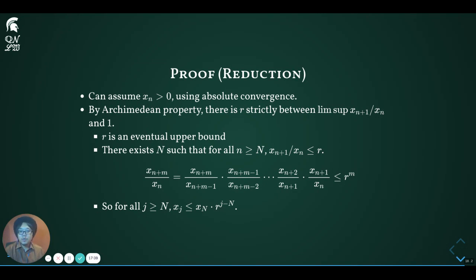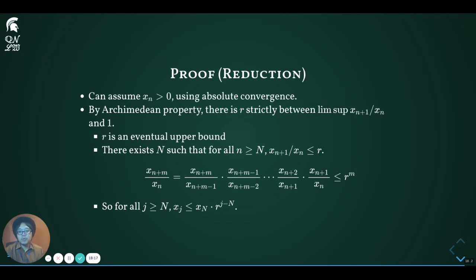We can apply this to compute the ratio of terms that are not just one term apart. The ratio of x sub n plus m over x sub n can be written as the product of x sub n plus m over x sub n plus m minus 1, and so on until the ratio of x sub n plus 1 over x sub n. Notice that in this string, the denominator of one term cancels the numerator of the next, and so the string indeed reduces to x sub n plus m over x sub n.